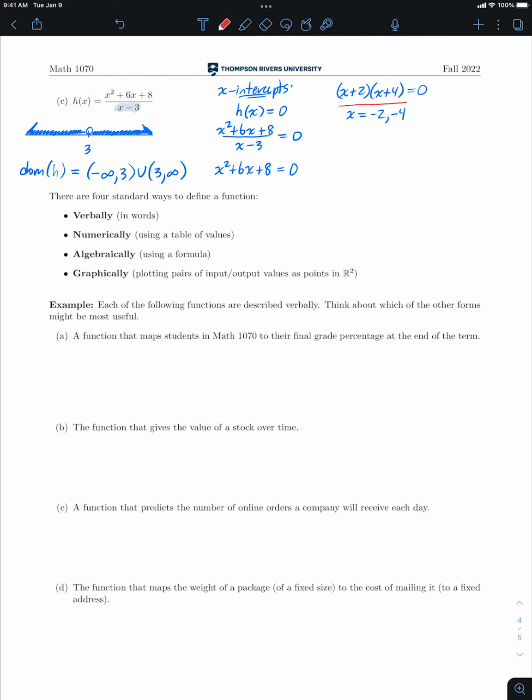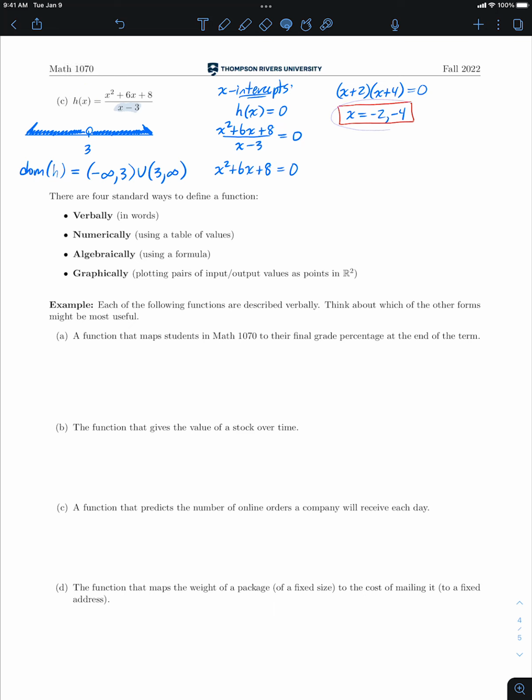And I want to draw your attention to something, and this is why I wanted to take a moment to make some observations about the domain over here. The two x-intercepts that we got are negative 2 and negative 4. Those came from solving this equation, right? But from time to time, you may run into the situation where you solve this equation and you get some solutions that aren't actually in the domain of the original function. Like, for example, 3, right? 3 is not in the domain of h.